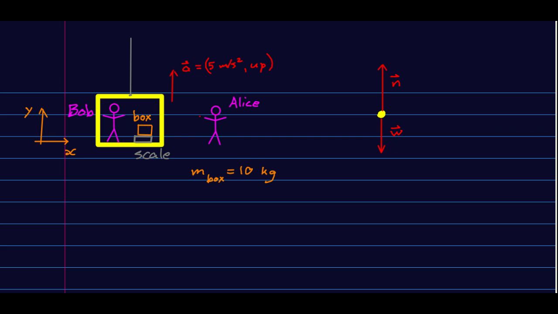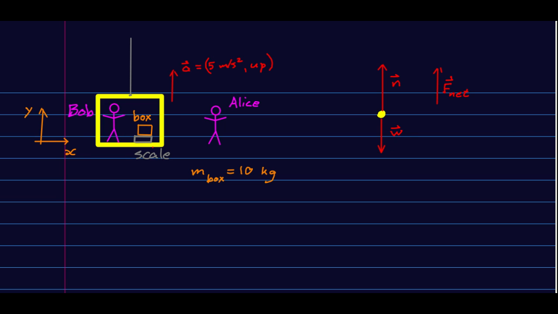Now, let's take Alice's point of view. As far as Alice is concerned, the box is accelerating upward, and so she would certainly expect that the net force points upward. And in fact, she could check that because she knows the weight of the box. It's about 100 newtons. And the scale, well, what does a scale measure?